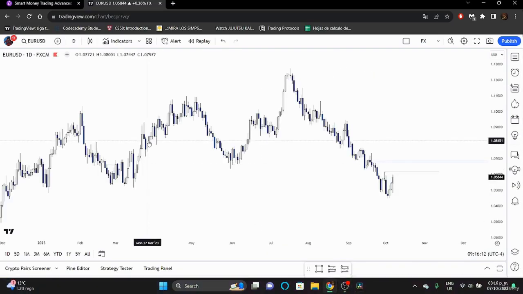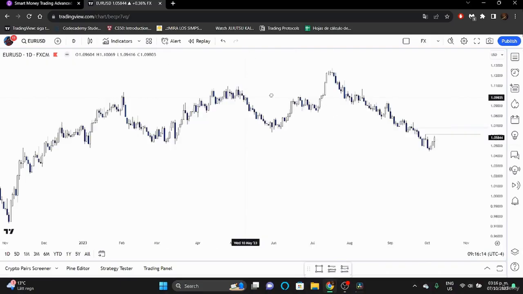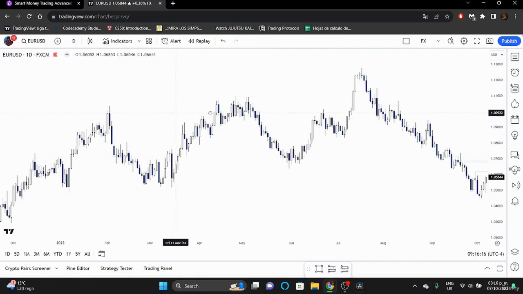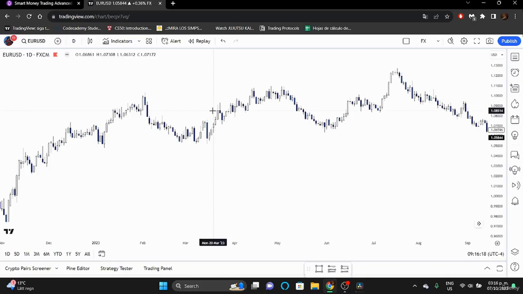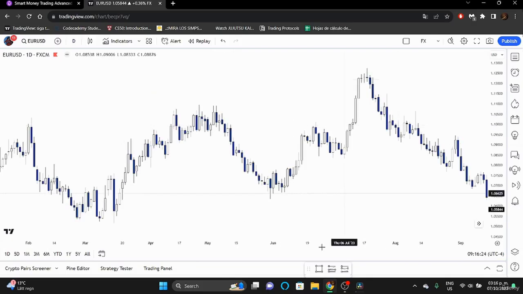Well, today we're going to be talking about inverse fair value gaps. We already know what a fair value gap is and everything. But what's an inverse fair value gap? An inverse fair value gap is pretty much once the market trades through a level and changes the delivery state, the fair value gap is going to be used as inverse.